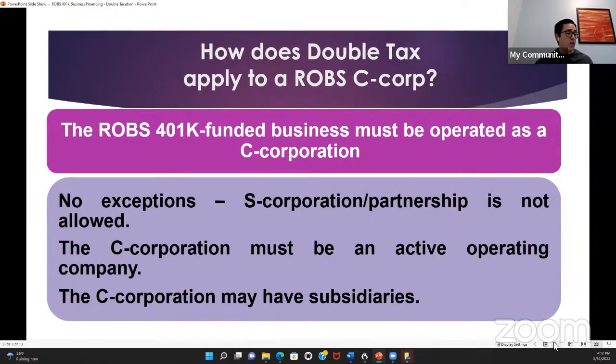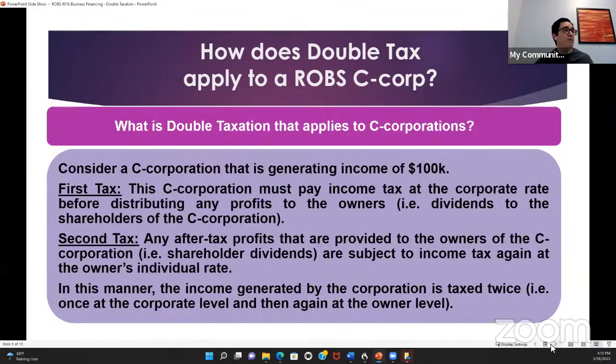So again, to focus on the C corporation requirement, that ROBS 401k funded business must be operated as a C corporation. There's no exceptions. You can't operate the business as an S corp or a partnership. It needs to be a C corporation. And of course, that C corporation needs to actually operate the business. It's not just a passive investment vehicle. This is the business. So the C corporation could have subsidiaries, but everything would have to be underneath that C corporation umbrella.